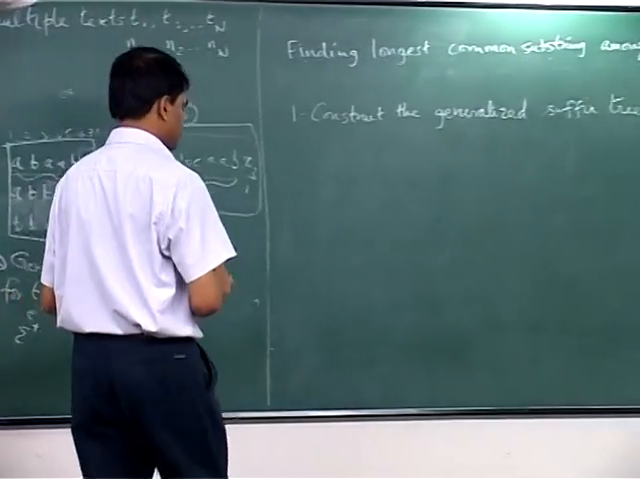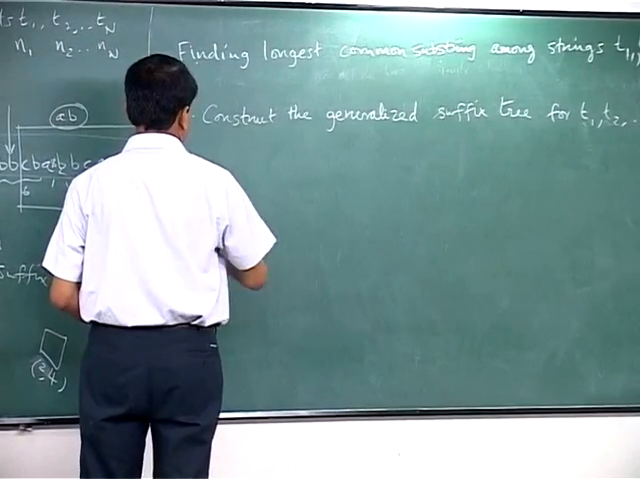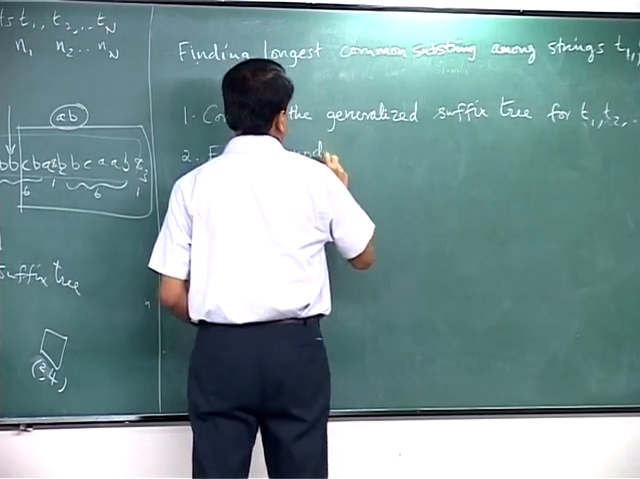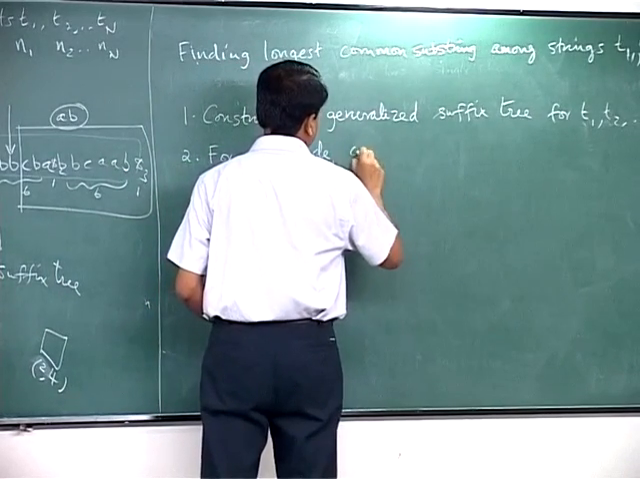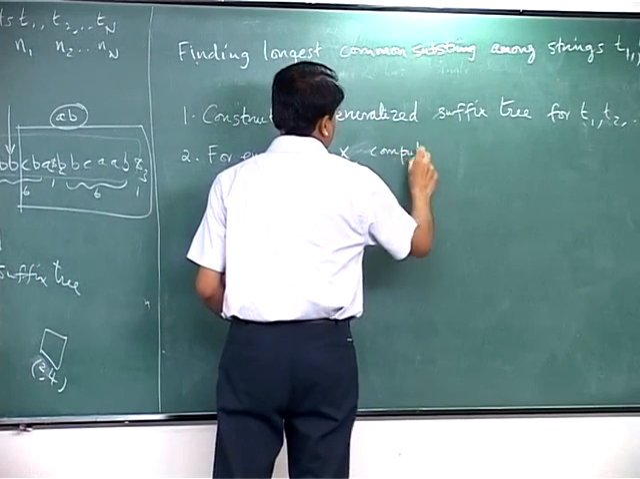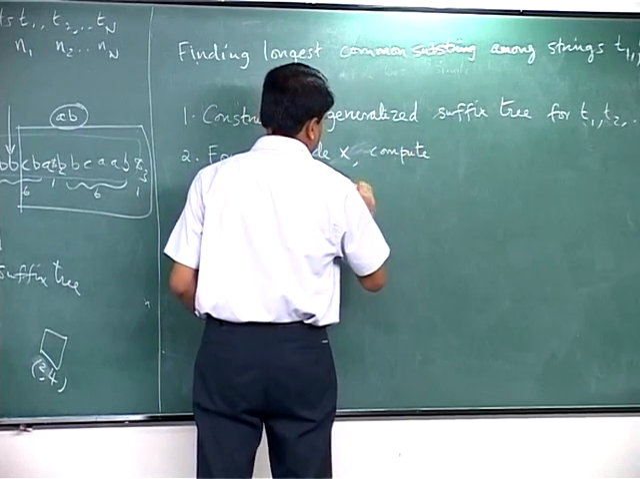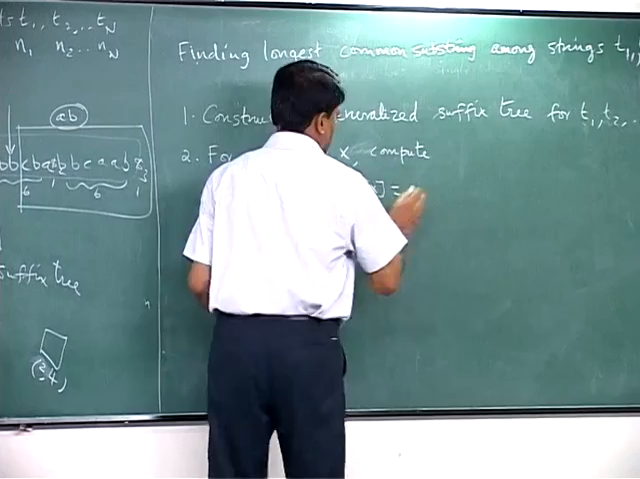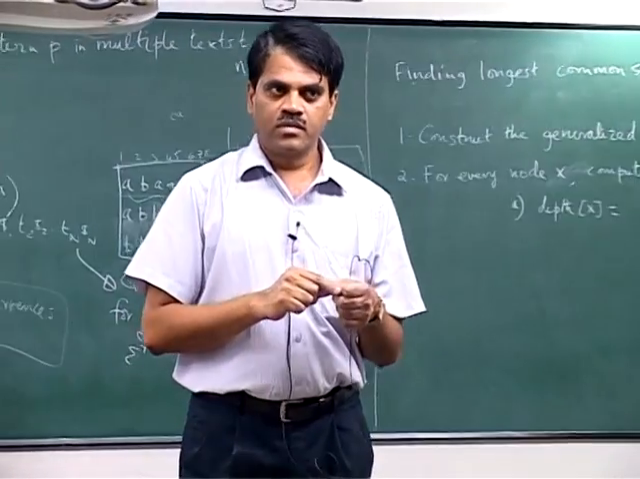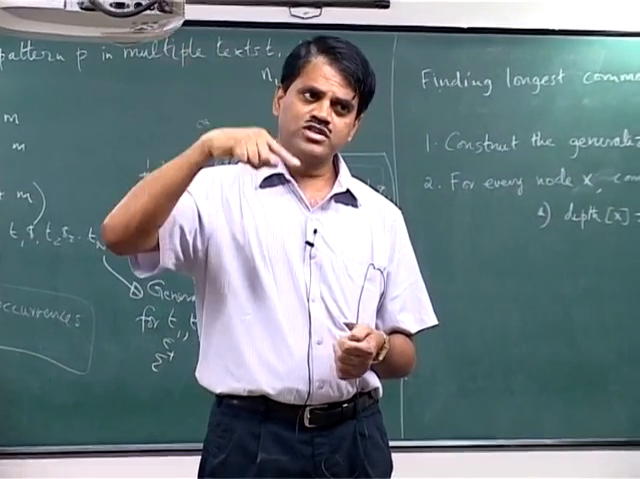So now I'm going to say for every node, compute the two things, right? We'll see how to compute it. Compute for every node x the depth of x. What is depth of x? Number of nodes, that's all.